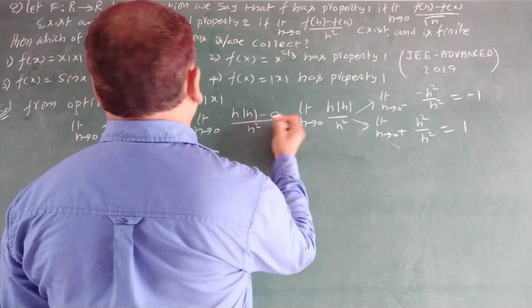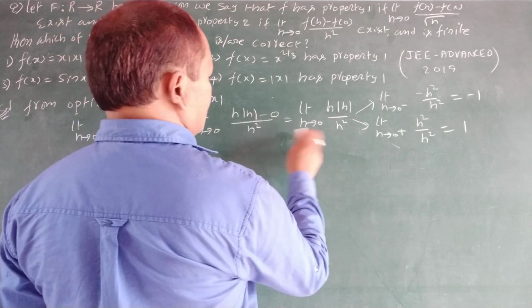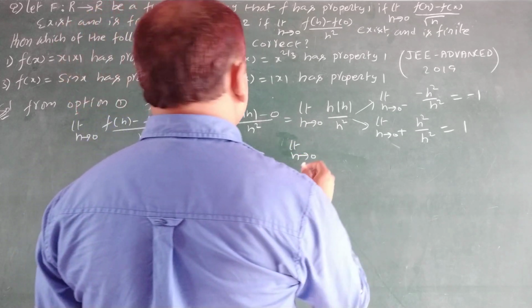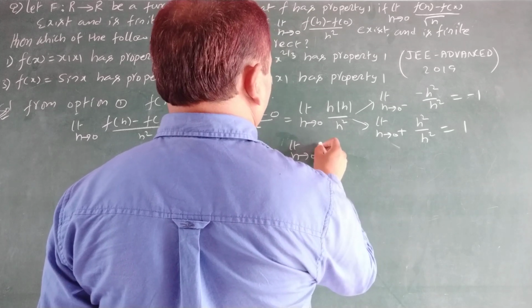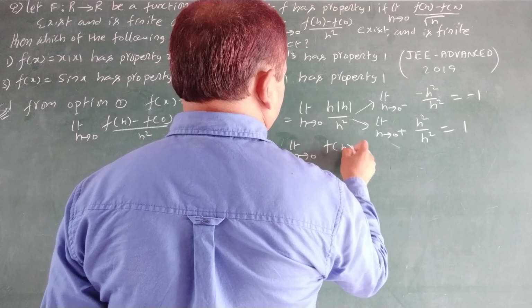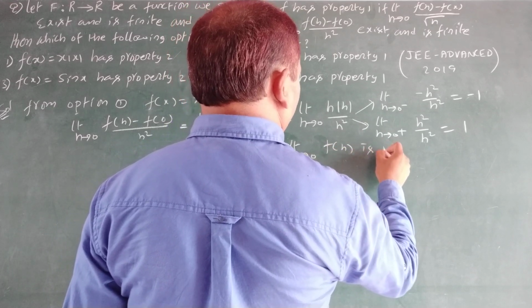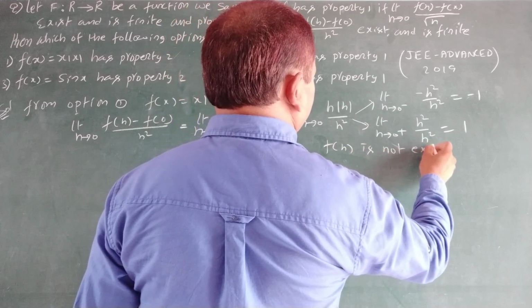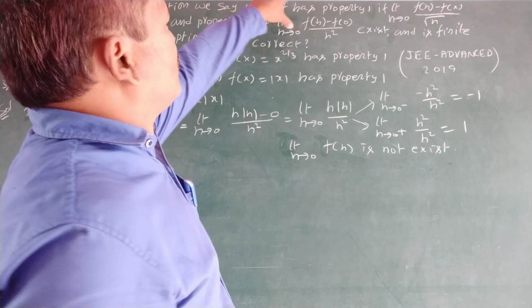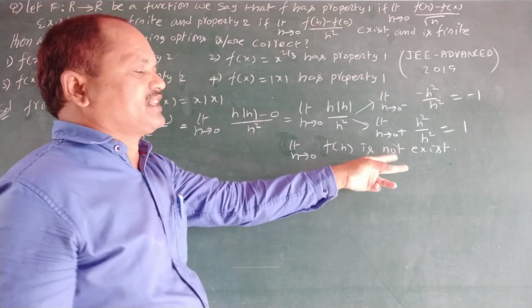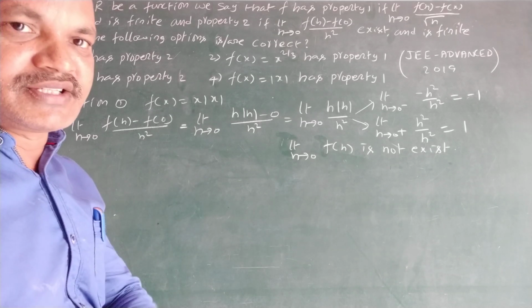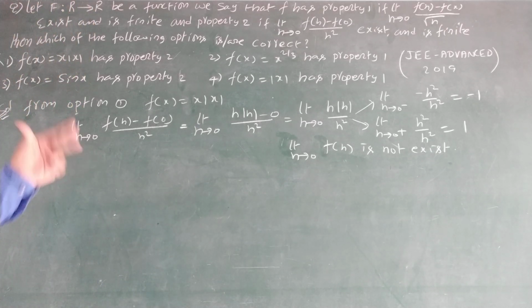That means limit h tends to 0 of f of h does not exist. Since for both properties the limit must exist and be finite, but this does not exist, that's why the first option is wrong. Right. Now we go to the second option.